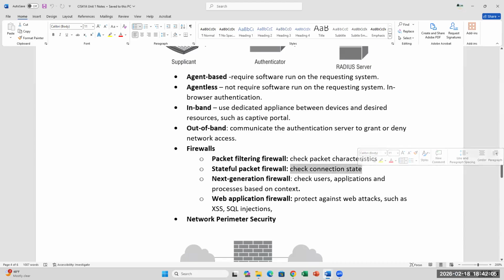Stateful, check your connection state. And then your next generation firewall, the reason why I say this a lot, because everybody uses this now, right? So if you want firewall practice, next generation is the deal. So it checks the users, the application that they use, the processes in the context of their application. So this is very useful.